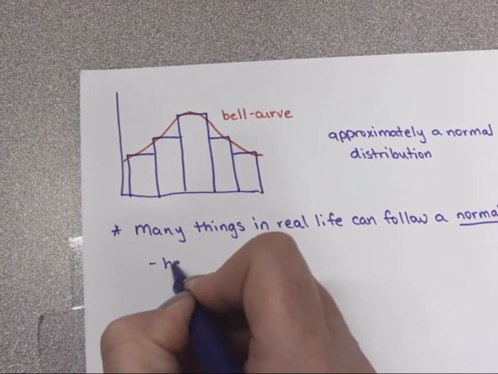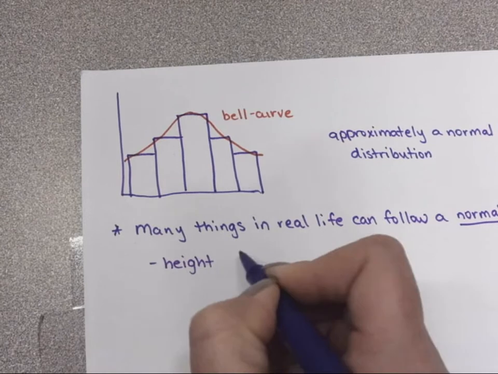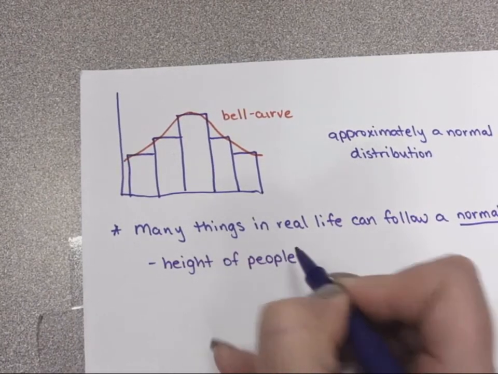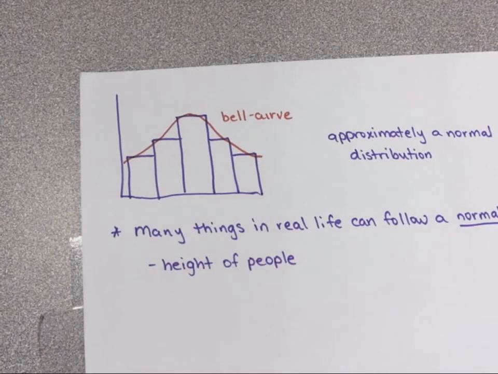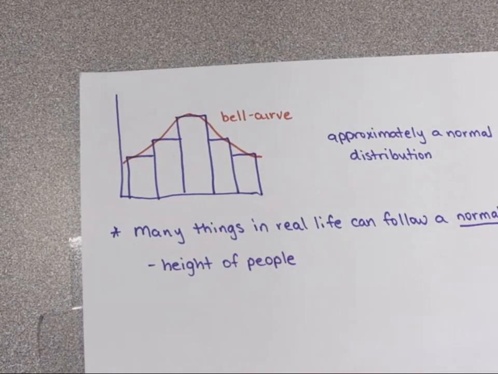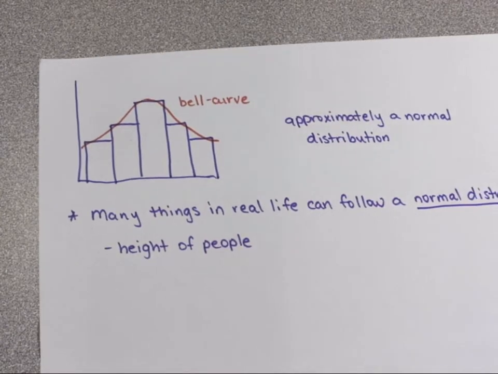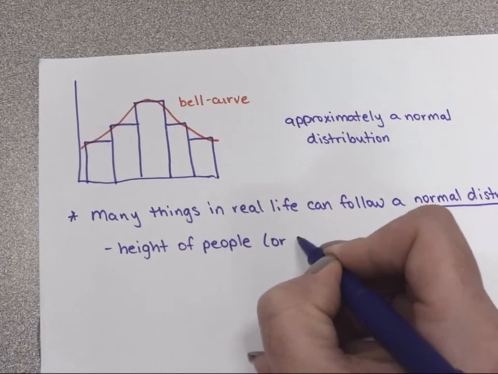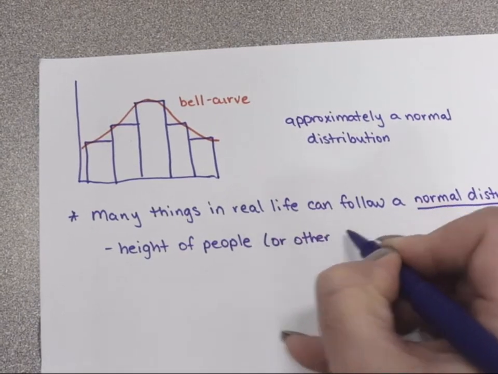Some examples: the height of people. Now you usually have to split the people up by gender and often by nationality also, okay? Because American men are usually a different average height than, say, Asian men. So sometimes you have to split it up like that. But in general, measurements like shoe size or height are usually a normal distribution.